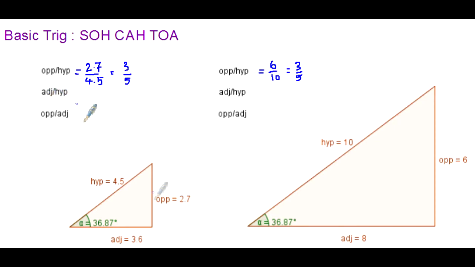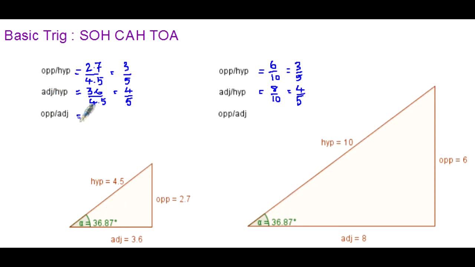If we look at the adjacent versus hypotenuse, so adjacent divided by hypotenuse, in the smaller triangle, it's 3.6 divided by 4.5, and that is equal to 4 over 5. And in the larger triangle, the adjacent side 8 divided by the hypotenuse 10 is 8/10, and that cancels down equivalently to 4/5. So this ratio of adjacent divided by hypotenuse is the same as in the smaller triangle because the angle is the same.